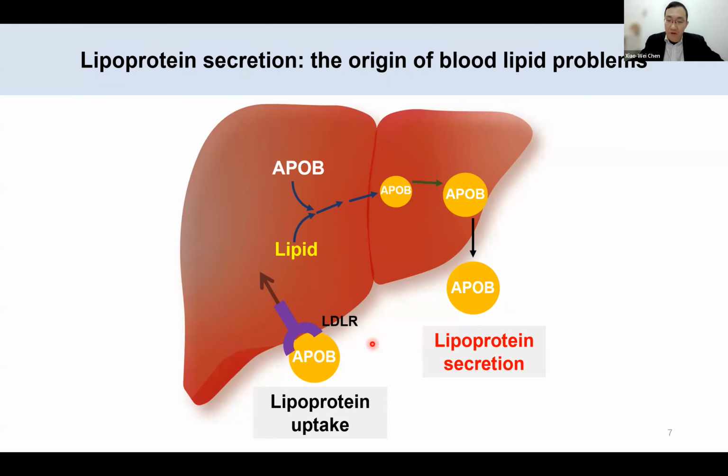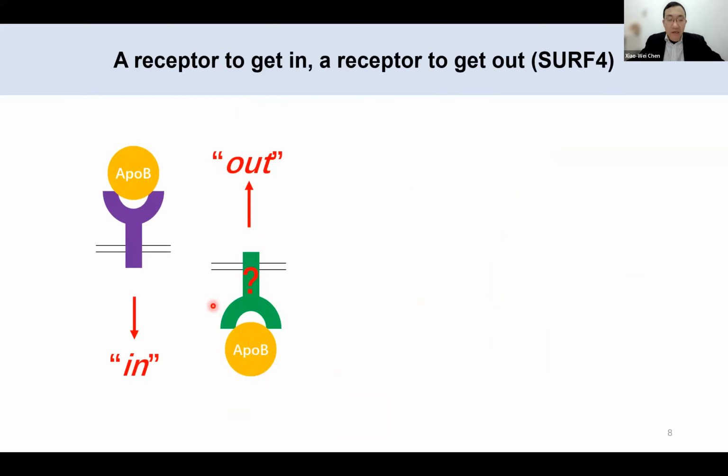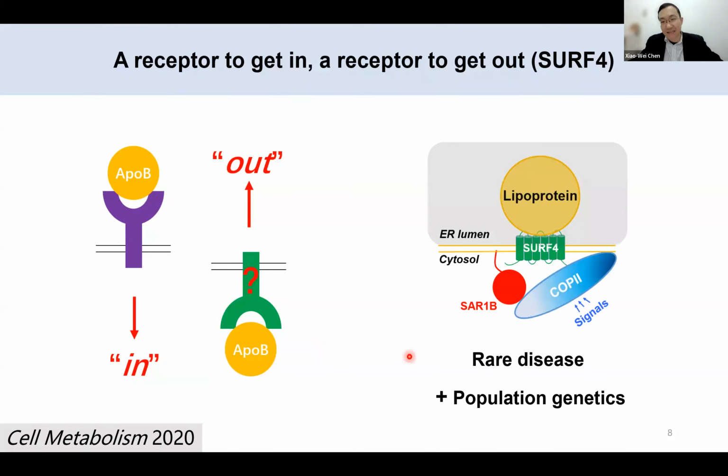For lipid secretion into the circulation, we had a very simple hypothesis: if the lipoproteins in the circulation need a specific receptor, the endocytic LDL receptor, to get into the cells, then would it be possible that there is a different secretion receptor for these lipoproteins to get out of the cell? Following this hypothesis, we combined the power of rare genetic diseases and population genetics in humans. That led us to an ER transmembrane protein by the name of SIRT4.